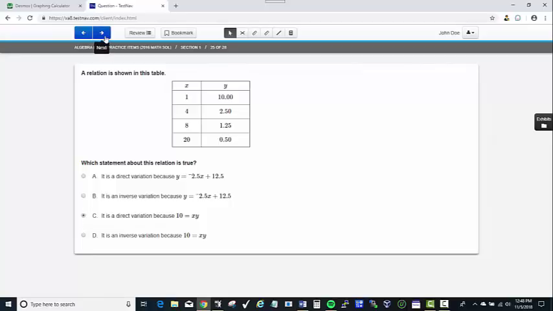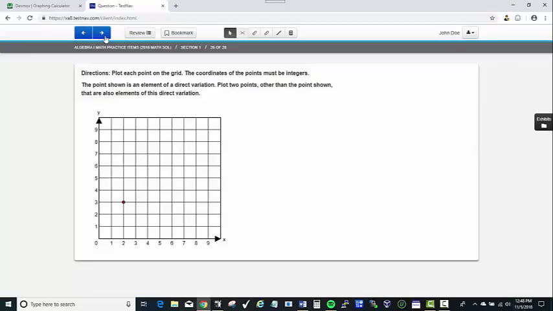All right, let's move on. Plot each point on the grid. The coordinates of the points must be integers. The point shown is an element of a direct variation. Plot 2 points other than the point shown that are also elements of this direct variation. Okay, direct variation. You know that everything is going to equal the same thing, right? You should also know with direct variation, it always goes through the origin of the graph, which means 0, 0 is always a point on the graph.